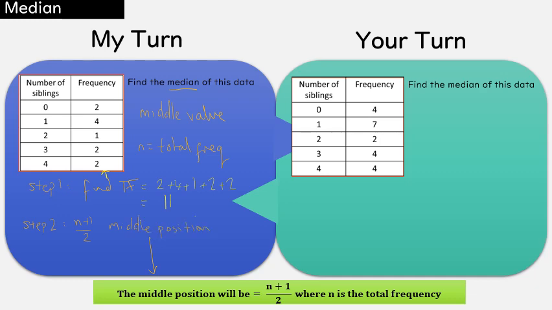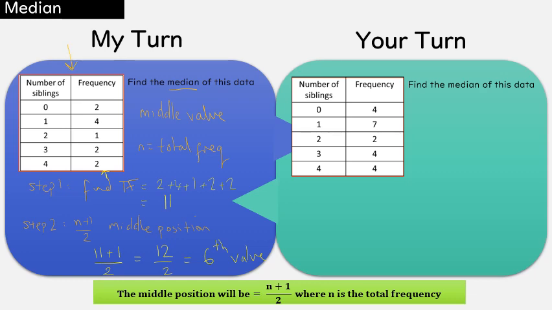So how far along the line do I have to count to find the person who's in the middle? So n we just worked out was 11, plus the 1, divided by 2. 11 plus 1 is 12, divided by 2 is 6. So if I line them all up, the person who is 6th in the queue is going to be my middle, is going to be my median. So let's have a look at that on the table.